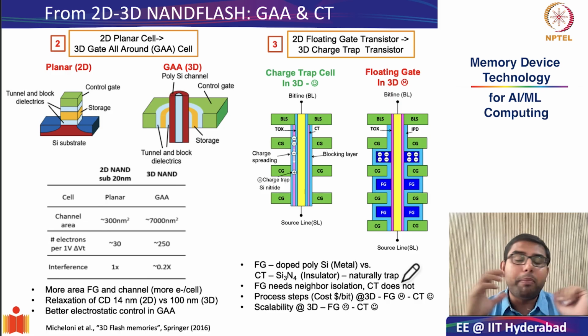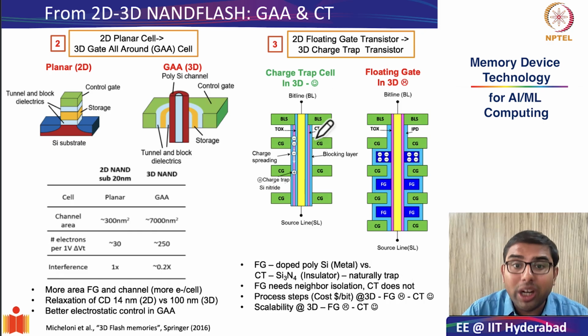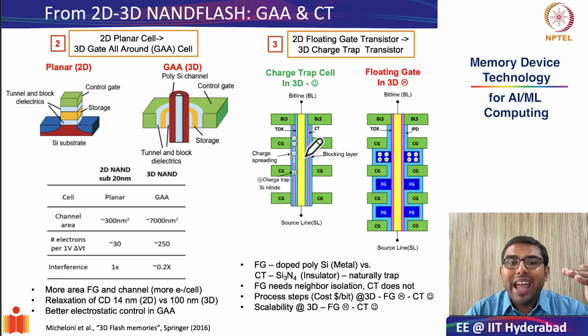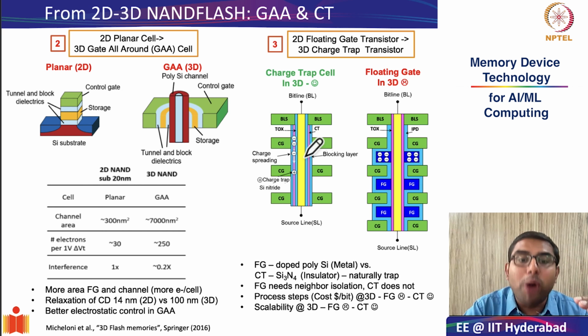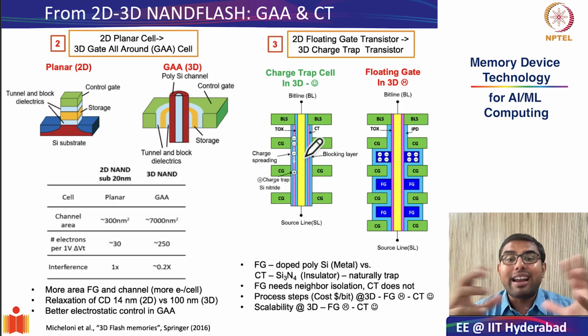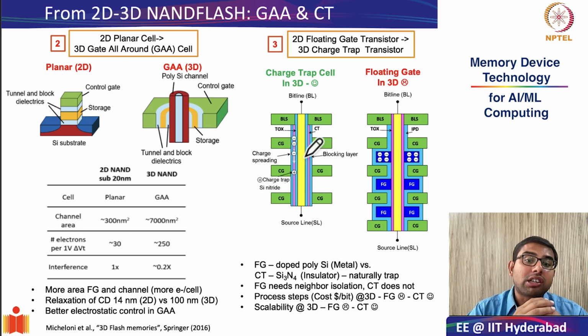Okay. The second important aspect of using charge trapping is that because this isolation is not required, as you can see from the schematic, you can make them smaller. You can keep the cell sizes even smaller, and therefore scalability is also much better in the 3D NAND flash era, with charge trapping as compared to floating gate.